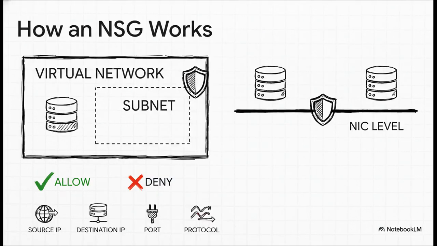Okay, so here's how that guard actually does its job. You can assign it to a whole group of machines in a subnet, or you can get super specific and assign it to just one machine's network card. And its rules are really simple. It's just allow or deny. It makes that decision based on what we call the 5-tuple. Basically, where the traffic is coming from, where it's going, which ports it's using, and the protocol, like TCP.